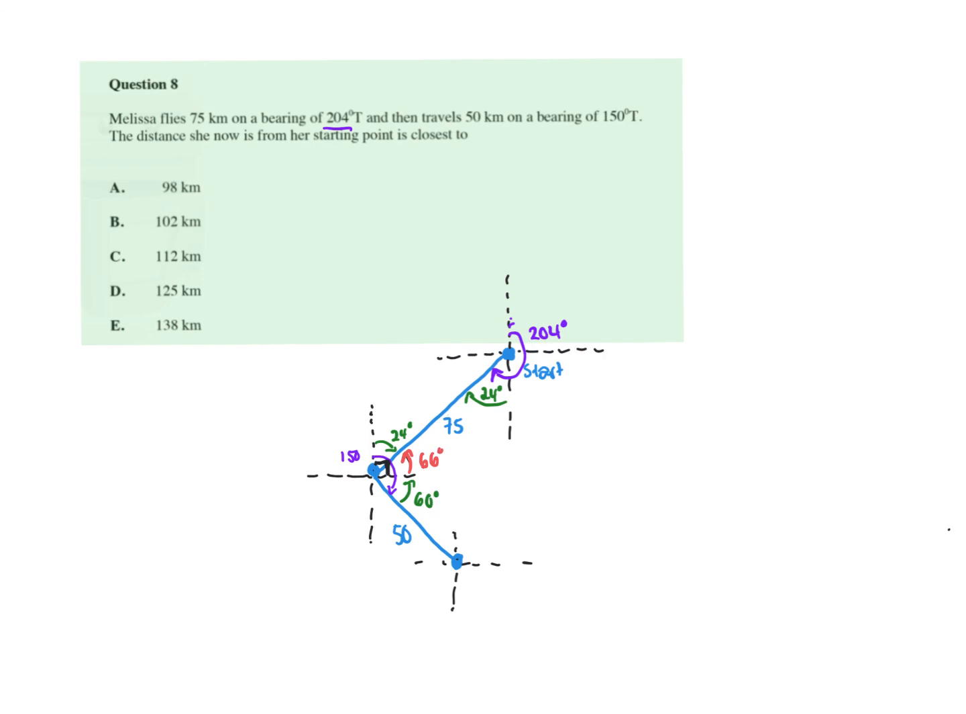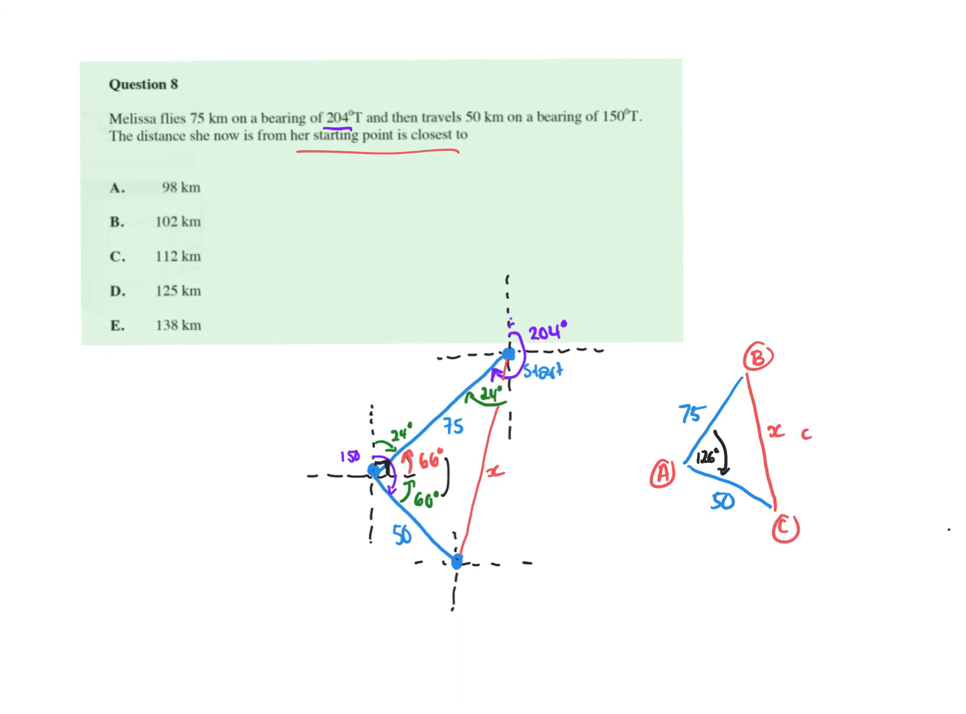So back to the question. The question's asking us to find the distance from the starting point. So if we join these two up here, that's what we want. So let's simplify our triangle a little bit, because we've got a lot of information and we just want it to be a bit simpler. So I know that this is 50, this is 75, and I now can see this angle in here. If I add 66 and 60, I get 126 degrees. And obviously X is the question. So if I label this triangle up like my A, B, C, it'd be little a that we want.